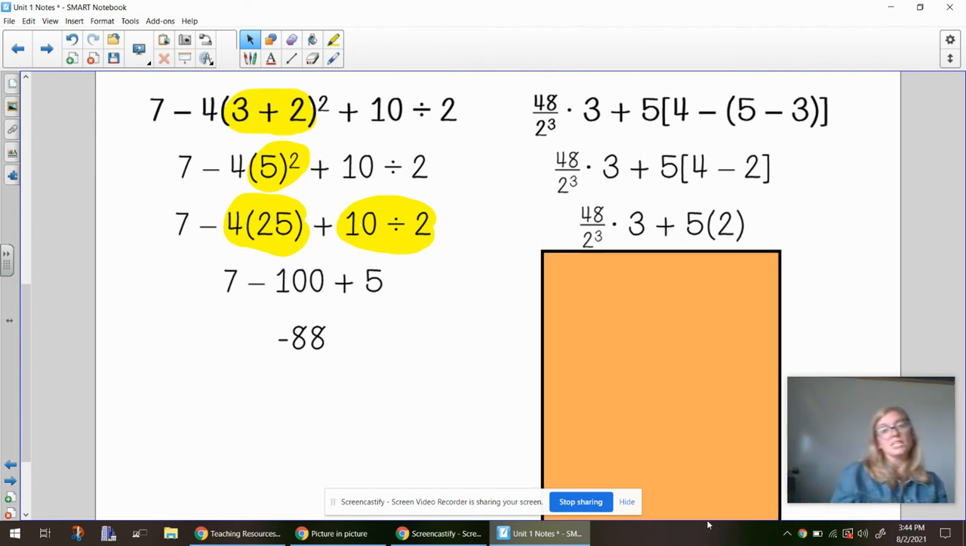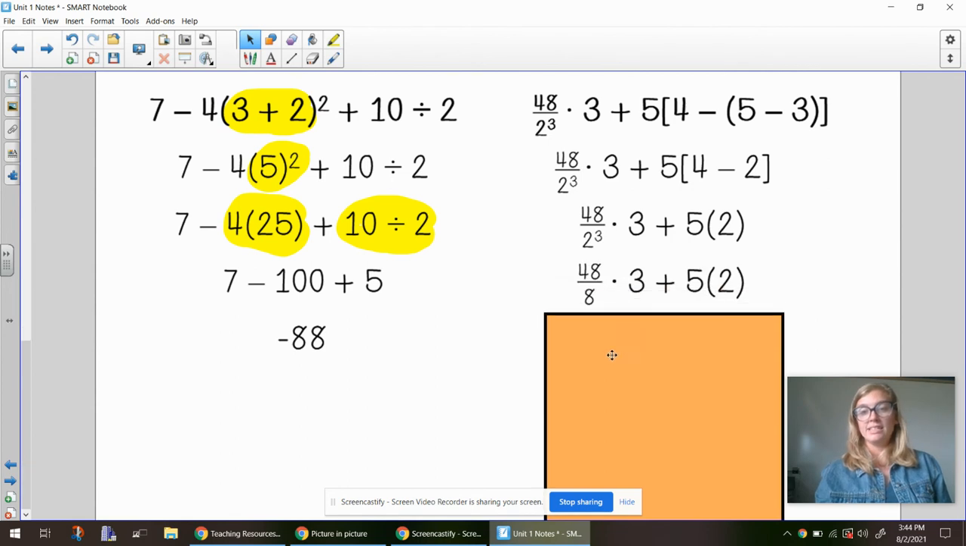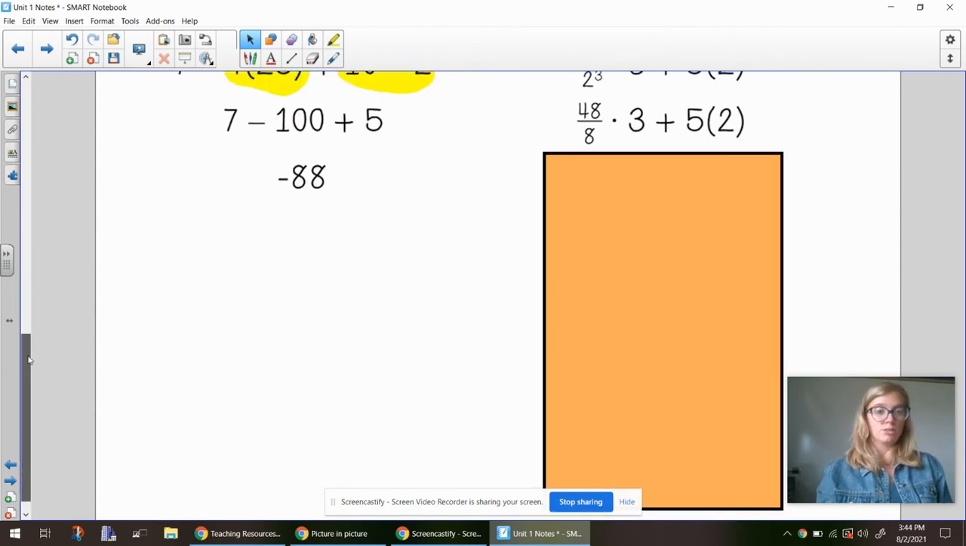Now we're going to deal with exponents. Our exponent here is 2 to the third power. This does not mean 2 times 3. It means 2 times 2 times 2. So 2 to the third power, 2 times 2 times 2, is 8. Oops, and I scrolled down by accident.